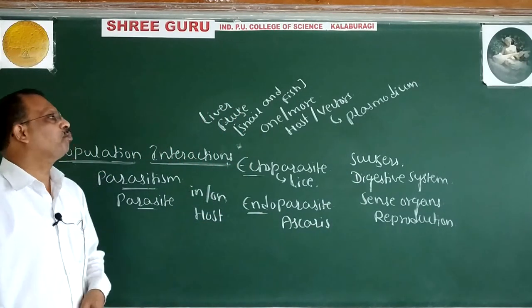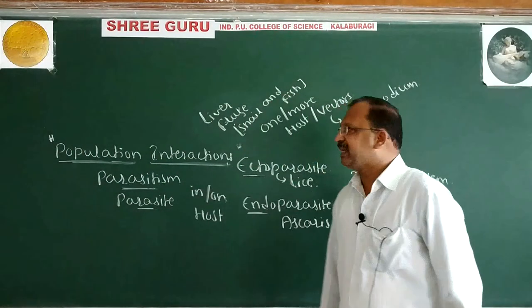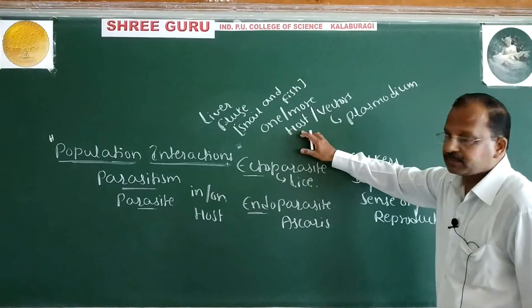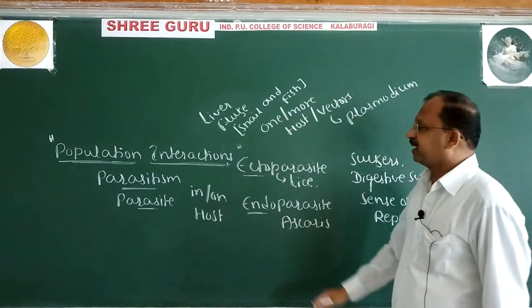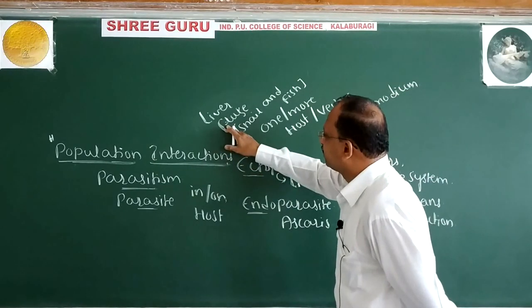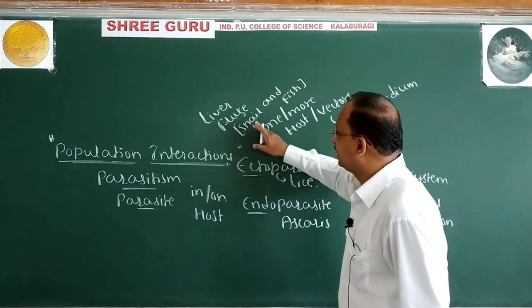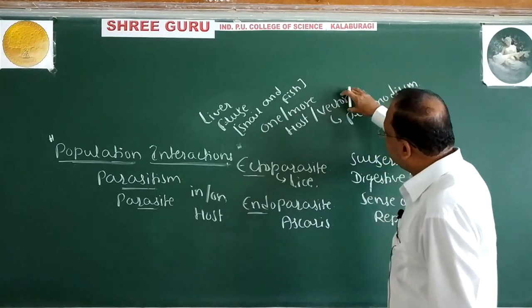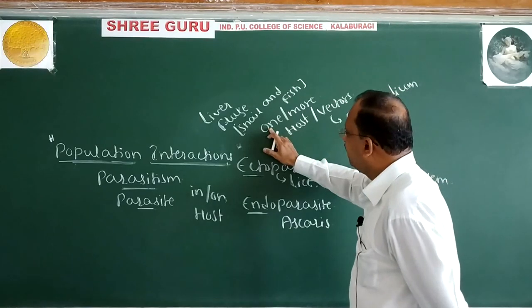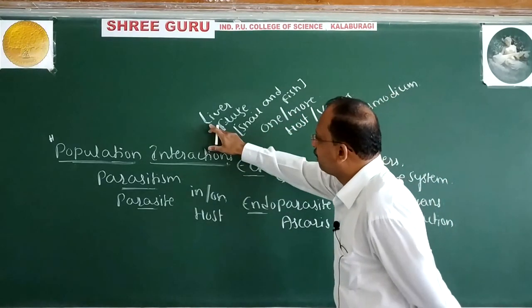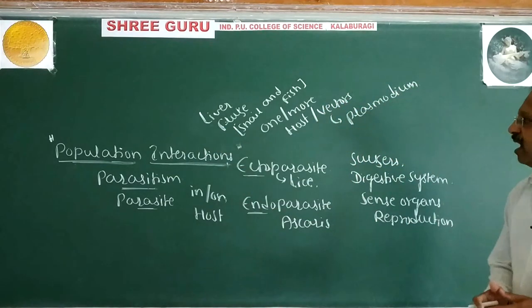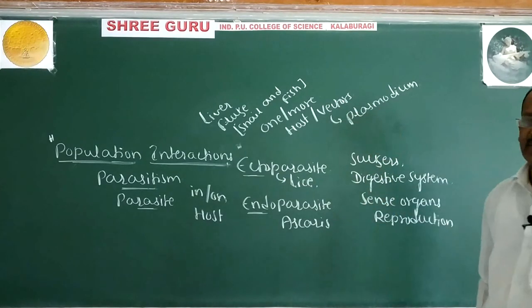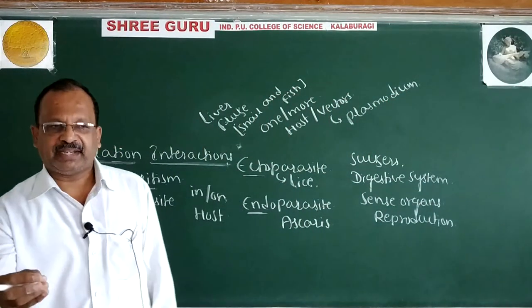Many adaptations are noticed in the parasites like suckers, lack of digestive system, lack of unnecessary sense organs, and high reproductive potentiality, because their life cycle is complicated. They require one or more hosts or vectors to complete their life cycle. I'll provide you one example. Liver fluke will require two hosts to complete their life cycle, that is snails and fishes. The malarial parasite Plasmodium requires the Anopheles mosquito as a vector.